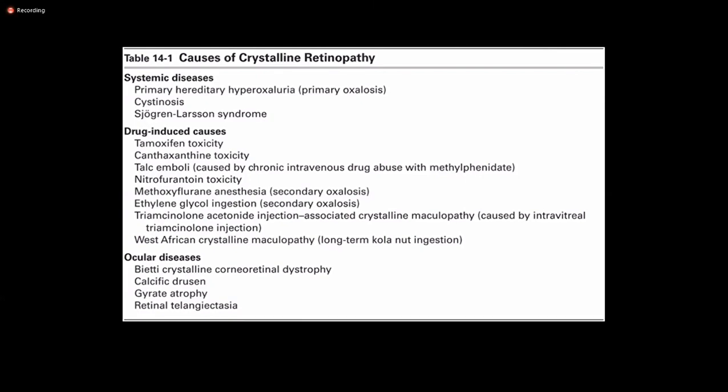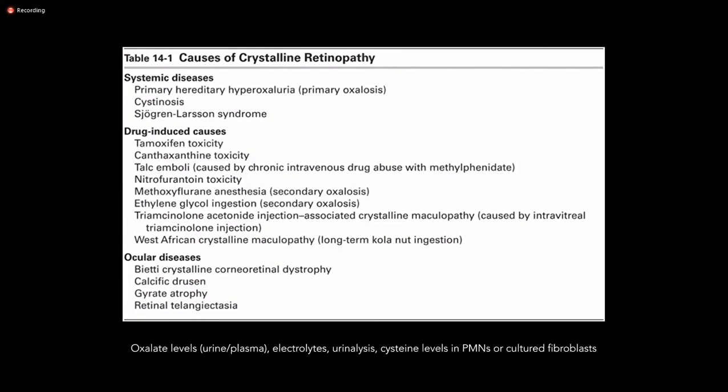Think of things like talc emboli in patients who have chronic IV drug use, methoxyflurane, triamcinolone injections. So often you'll see crystals on, not in, the retina, and West African crystalline maculopathy with long-term colon net ingestion. Also think of ocular conditions like Bietti atrophy, calcific drusen, which can mimic this type of crystalline retinopathy, gyrate atrophy, and macular telangiectasia, which often will have these parafoveal crystal-like deposits as well, in association with the other findings that you see.